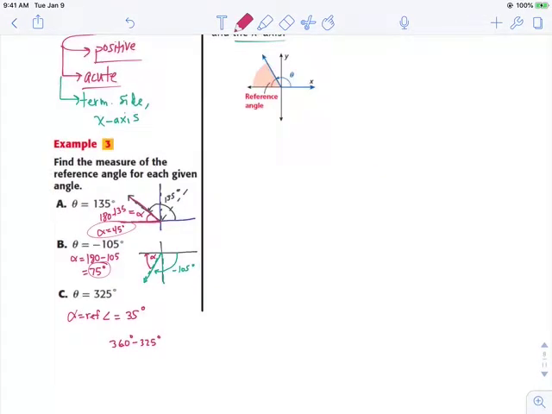So let's just recap, because I think this might be the end of it. Do we know what an initial side is? Do we know what a terminal side is? Do we know what coterminal angles are? Do we know what a reference angle is?